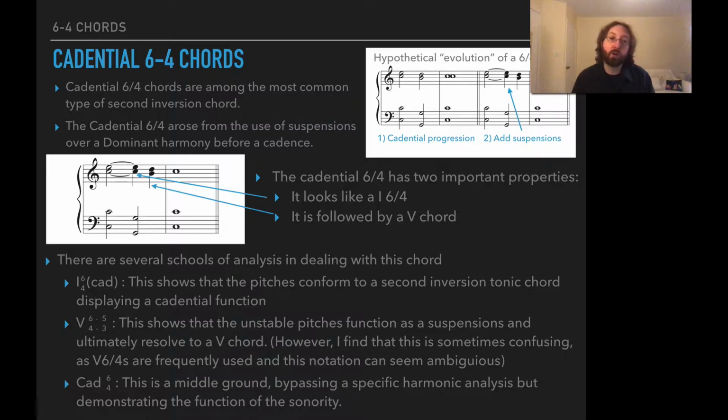Cadential 6/4 chords are probably among the most common type of second inversion chord that we'll see. The cadential 6/4 arose from the use of suspensions over a dominant harmony before a cadence. So, let's imagine that a cadential progression in C major sounds like this. So there we have a 1 chord, a 5 chord, and another 1 chord. Let's say that we delay that resolution of the 1 chord just a little bit. That's pretty much how the 6/4 chord got its start.